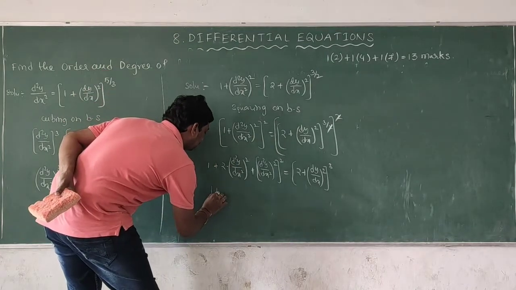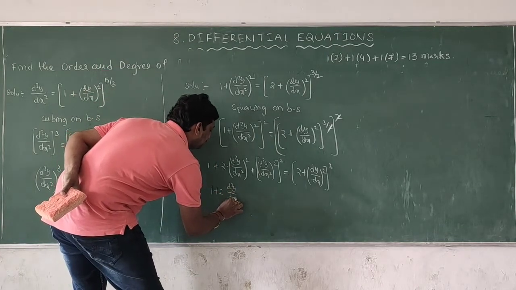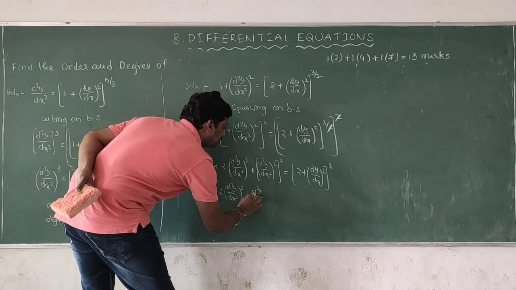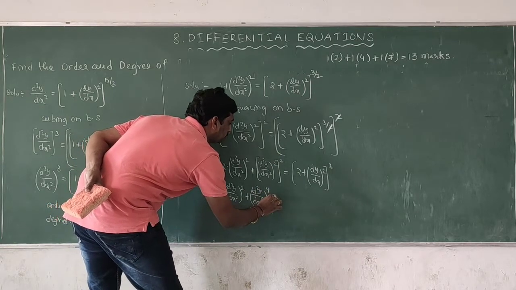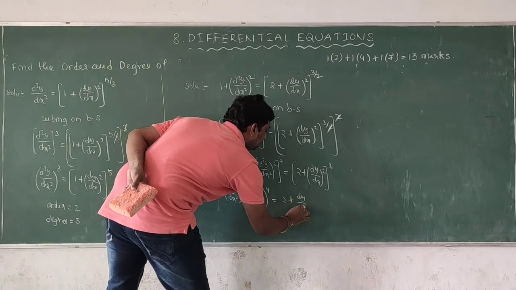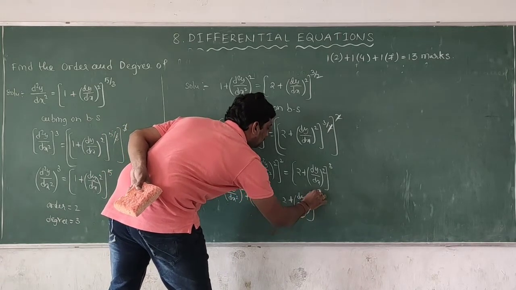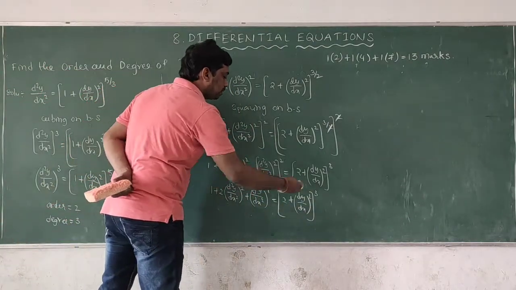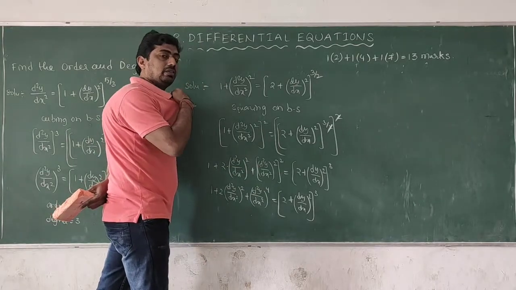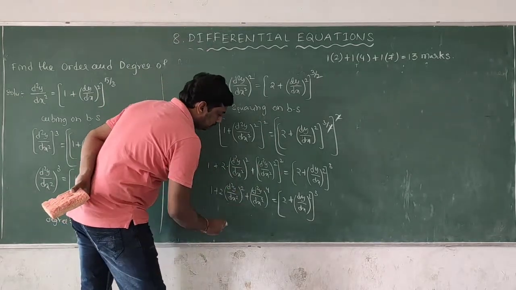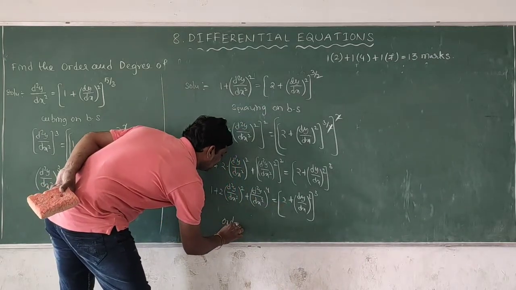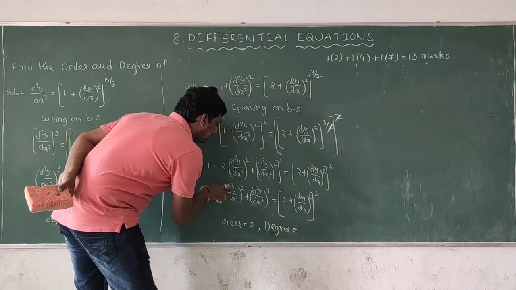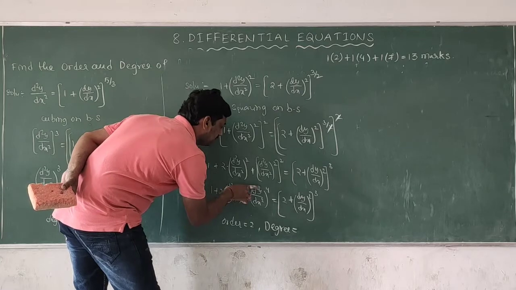This can be written as 1 + 2(d²y/dx²) + (d²y/dx²)² = (2 + (dy/dx)²)³. Now in this equation the maximum order is 2, that is the order of the differential equation, so the order is 2. For the degree, here the power is 2, and here it is 4.